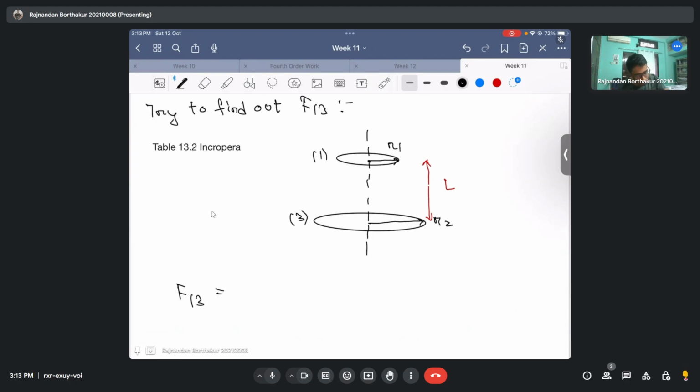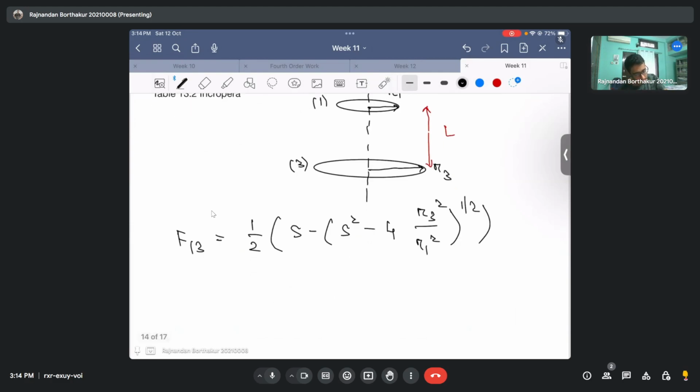So F13 is basically equal to 1 upon 2 [S minus, S square minus 4 R3 square by R1 square, raised to the power half]. I'll name this as 3 because this is just 3. It is just 4 R3 square by R1 square, and there is a half here. And that's it.